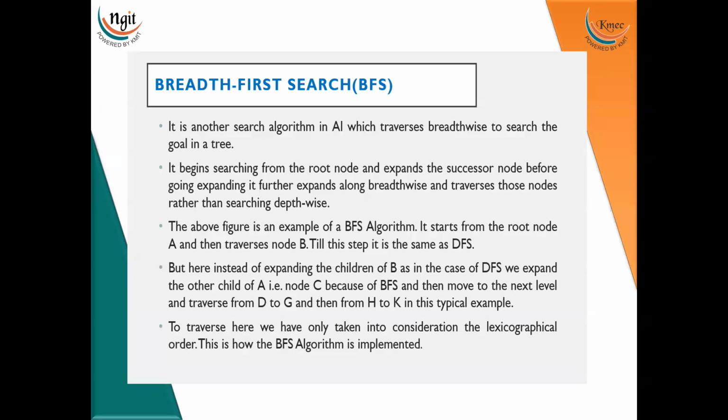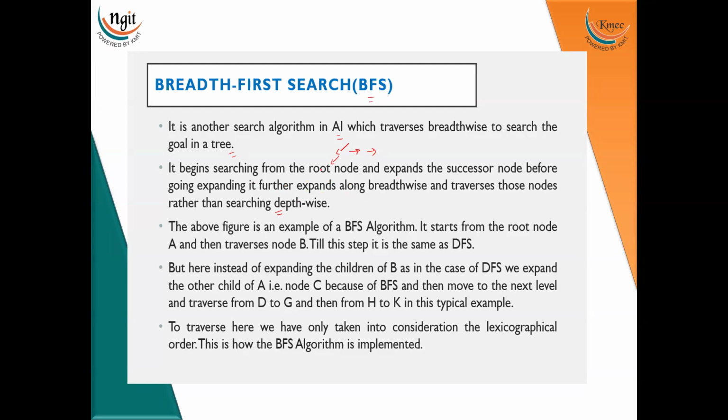simply we can also call it BFS. It is another search algorithm in AI which travels breadth-wise to search for the goal in a tree. It begins searching from the root node and expands the successor nodes, and it expands along breadth-wise and traverses those nodes rather than searching depth-wise. Whereas in DFS, we search depth-wise for a goal node. Instead of depth-wise, BFS searches breadth-wise.